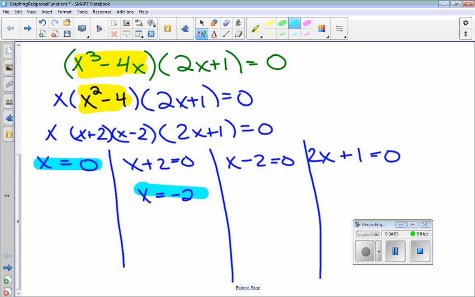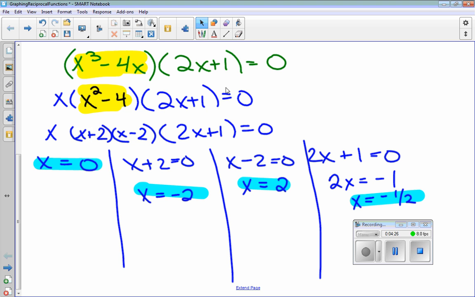Another solution. Over here, what's this solution going to be? Add 2 to both sides, x equals positive 2. And then over here, I'm going to subtract 1, divide by 2, negative 1/2 is the final solution. So if you look at your answer choices, do I see that as one of my solutions? What answer choice would that be? That would be A. Okay, 2, negative 1/2 or negative 0.5, 0, and negative 2.